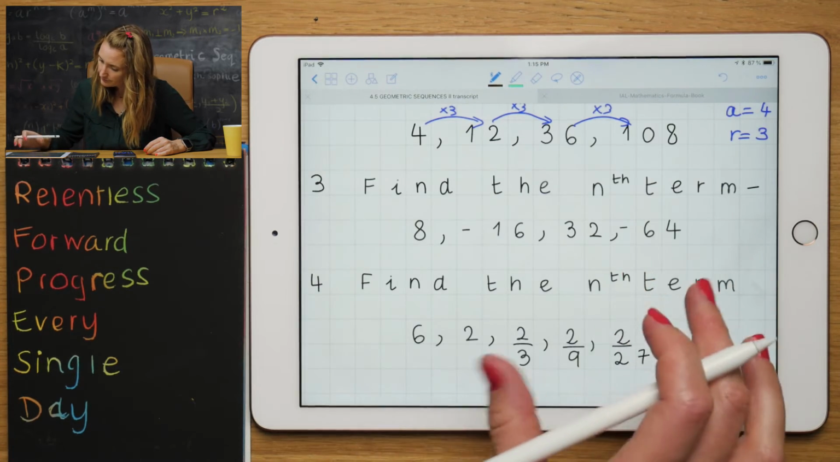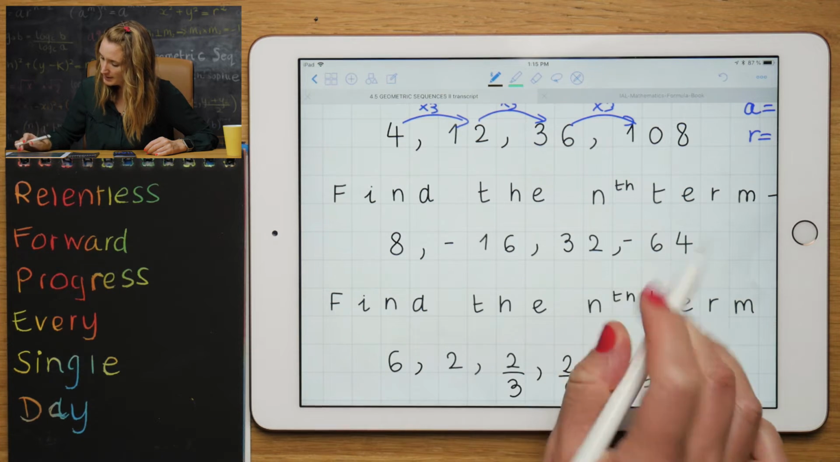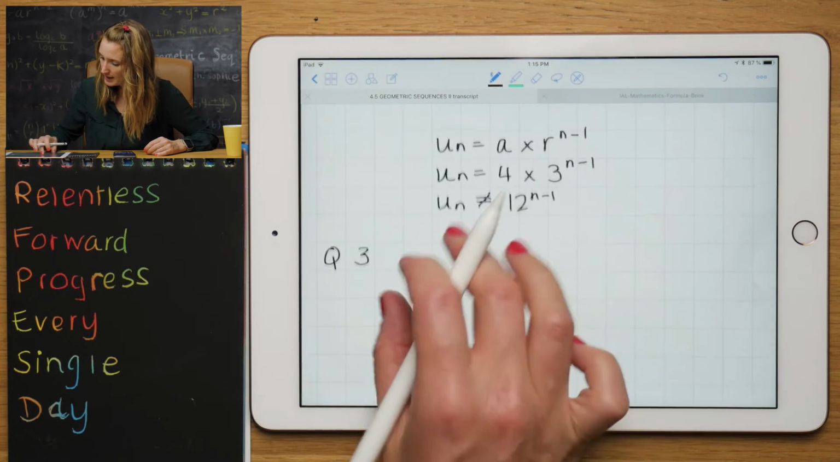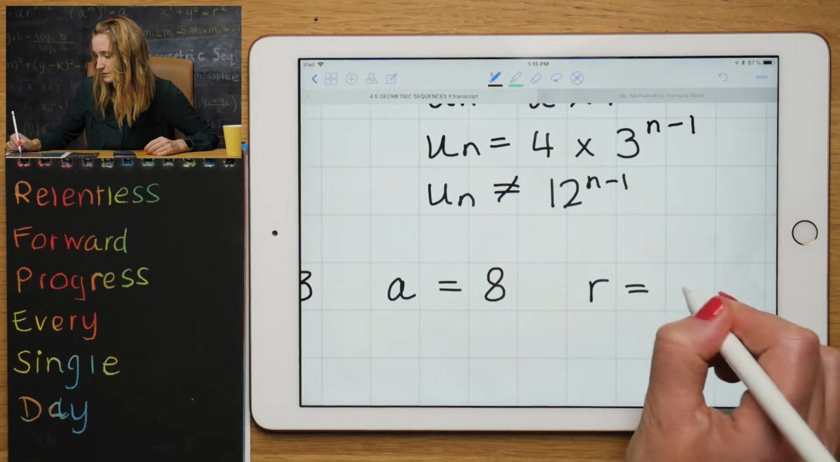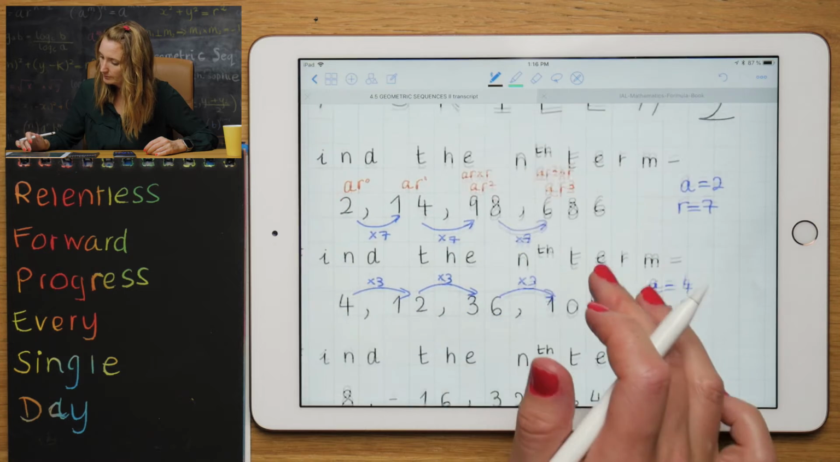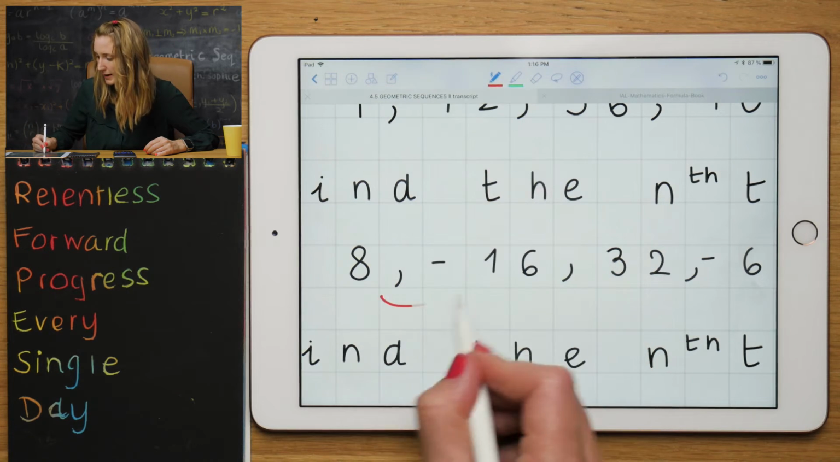Question 3, we've got 8, minus 16, 32, minus 64. So we've got A is equal to 8 and R is equal to minus 2. Each time here we're multiplying by minus 2.